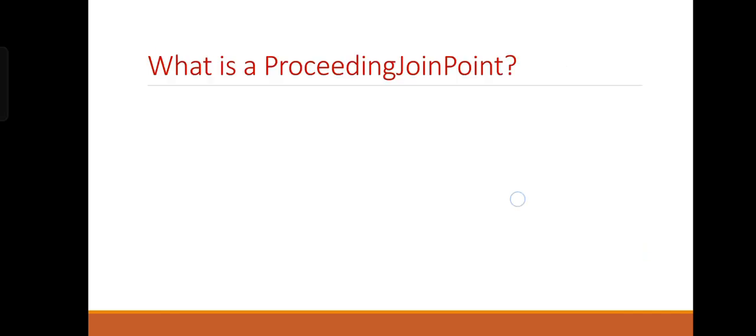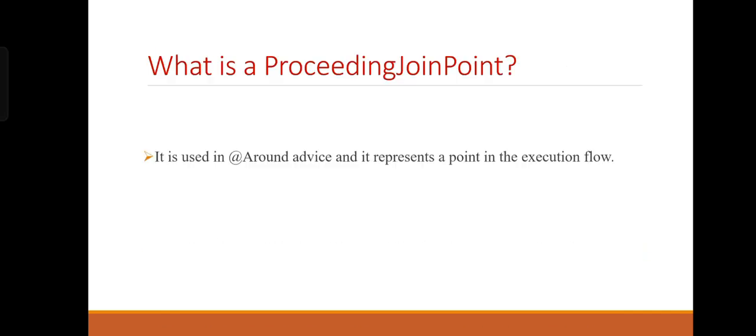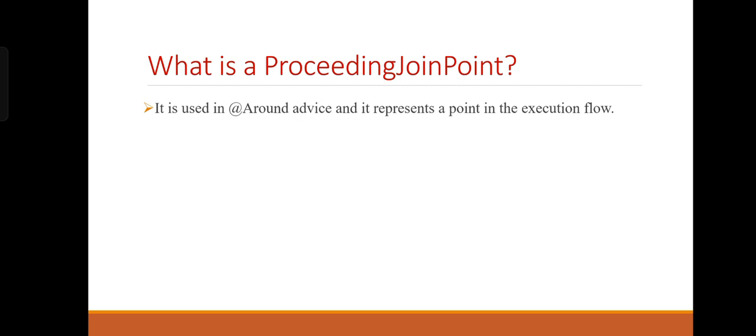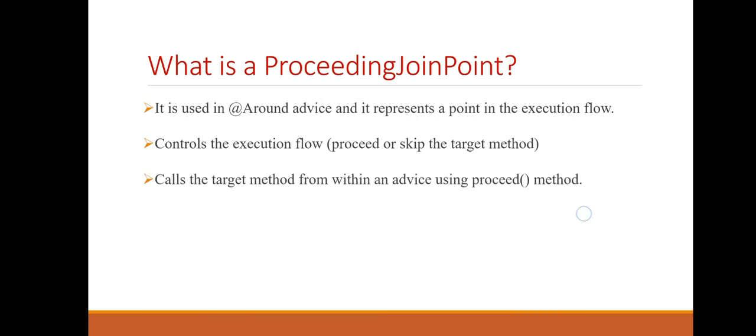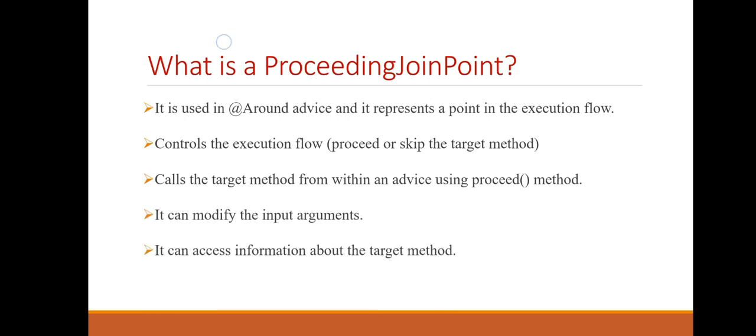ProceedingJoinPoint, let's understand more about that. It is used in @Around advice, and it represents a point in the execution flow. It is similar to JoinPoint, but it has some extra features along with that. It can control the execution flow, like proceeding or even skipping the target method. It calls the target method from within an advice by using the proceed method. Also it can modify the input arguments. It can access information about the target methods.